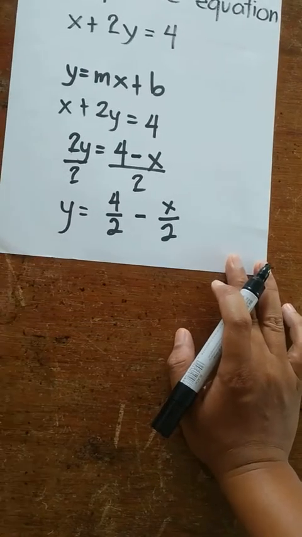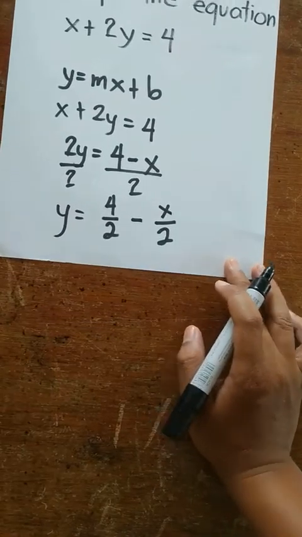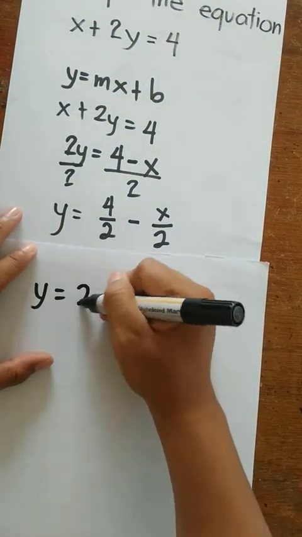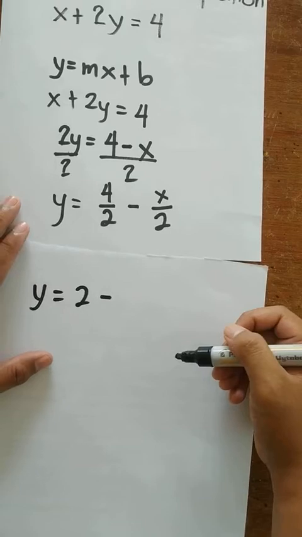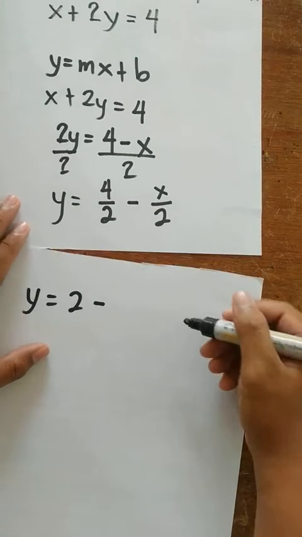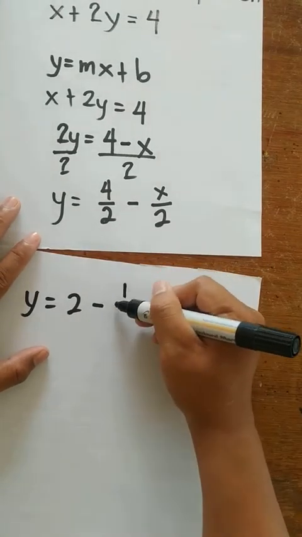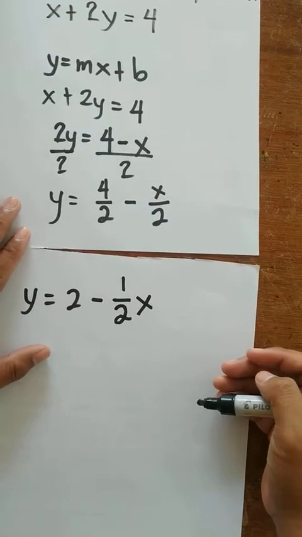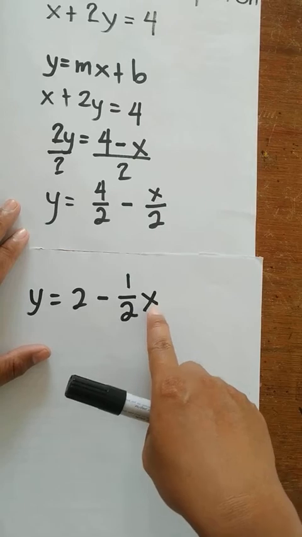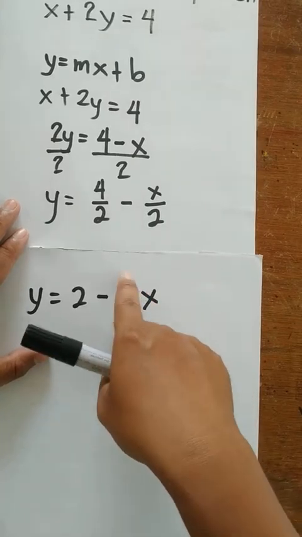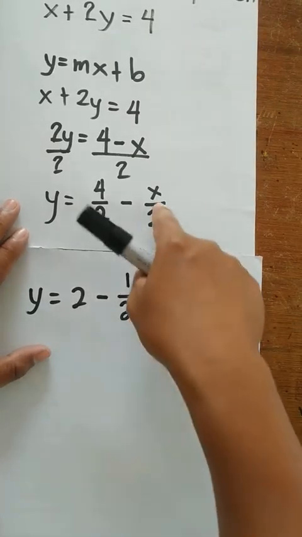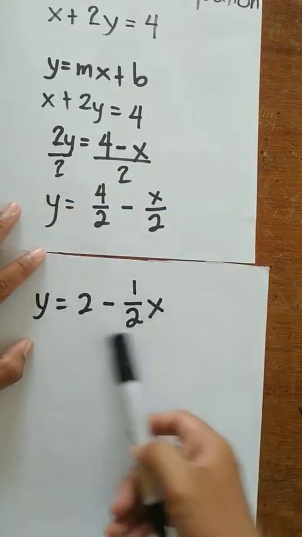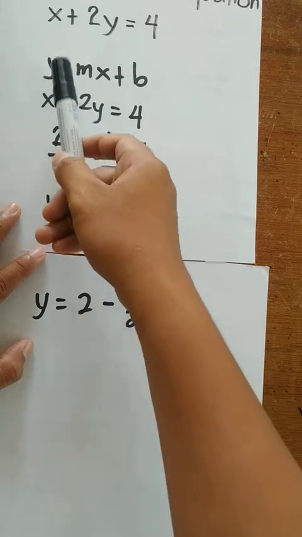Okay, next. 4 divided by 2 would give me 2. And of course, it will give me x over 2, right? Or I can rewrite that as 1/2 of x. Okay, 1/2 of x. Sir, how did you do that? So as you can see, we can have this as x times 1, which would be x over 2. Still the same.